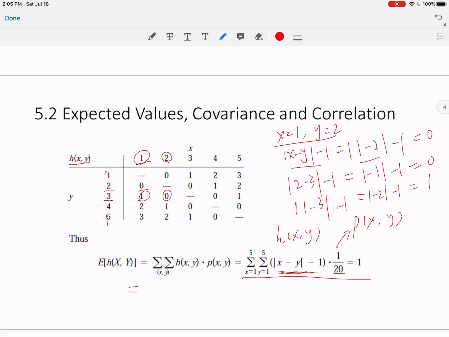And so forth. Once we get all of the corresponding function values in the table, we just need to multiply each function value by the joint PMF here, and then add them all up.